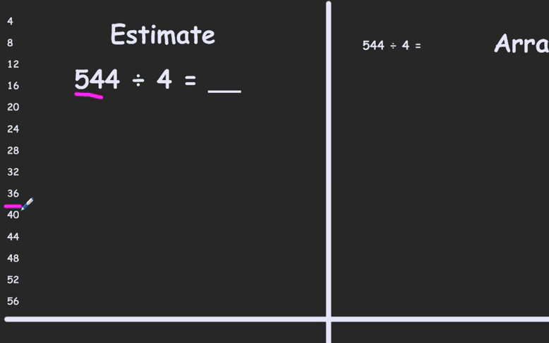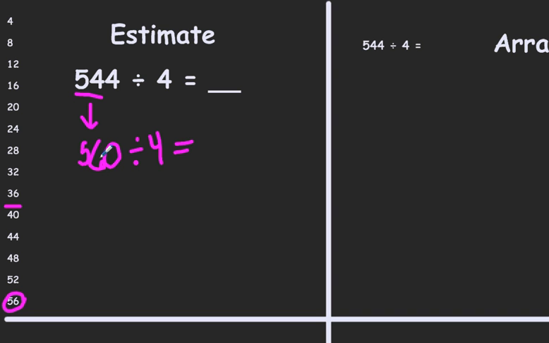So if I keep going over here, 40, 44, 48, 52, 56. Now 54 is between 52 and 56. So since 54 has a 4 here, I'm going to go ahead and make my number 56. So I'm going to bring these down, and this is going to become 560 divided by 4, and then I'm going to find it.